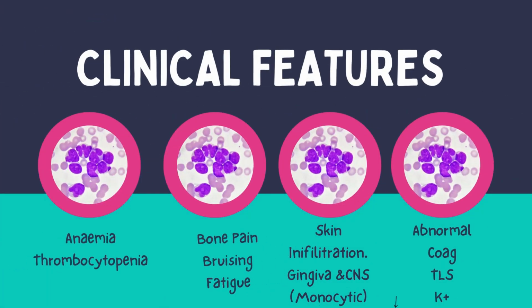So patients with AML generally present with symptoms related to pancytopenia, so anemia, neutropenia, and thrombocytopenia. So they may present with weakness or tiredness. Bone pain is infrequent, but some individuals do describe sternal discomfort in the long bones.